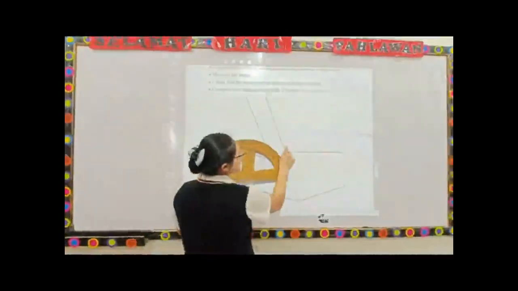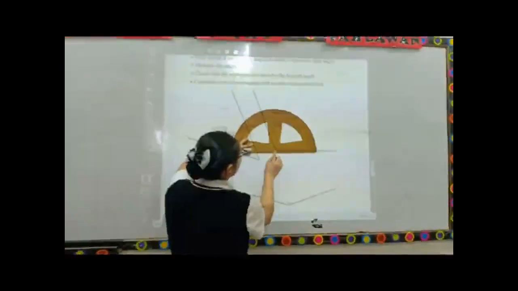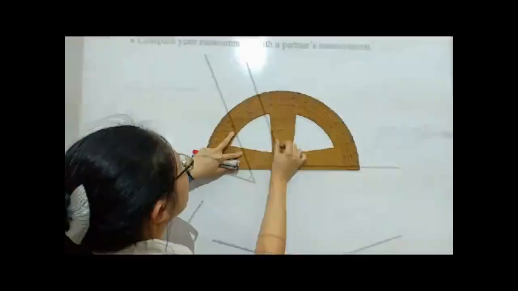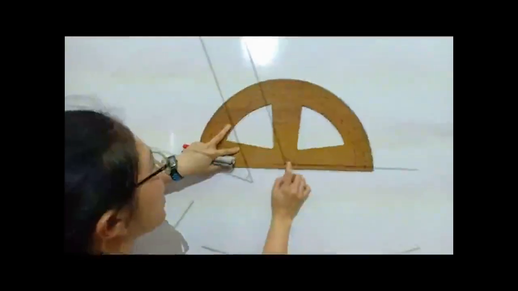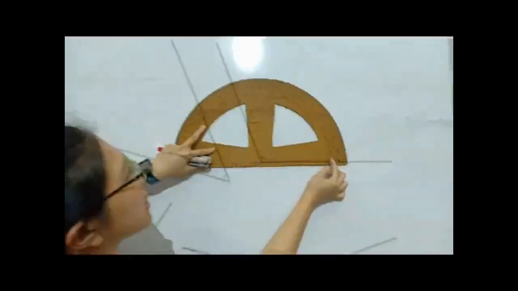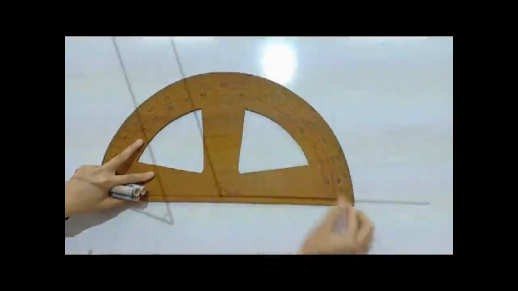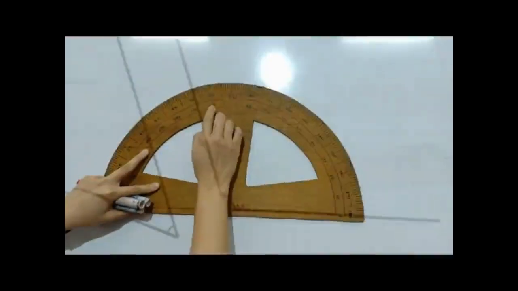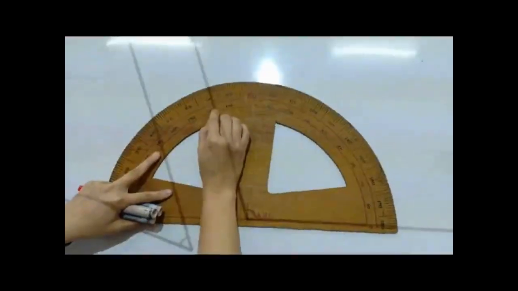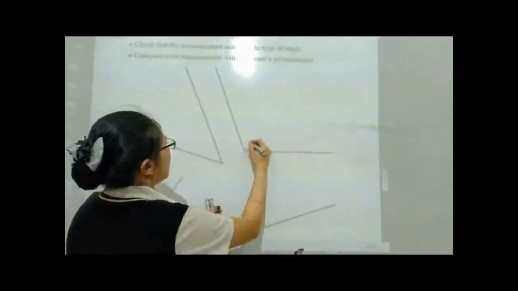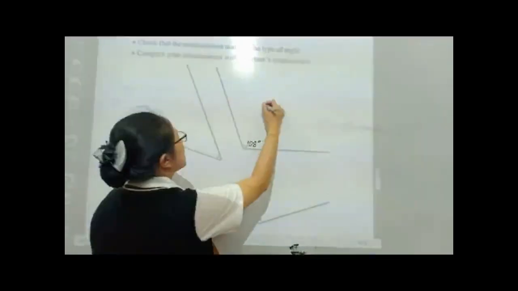So let's say I want to measure this angle. I place this point here in the middle, and then this is the line we can see over here. Because the zero degree starts from here, you're going to read the inner scale, not the outer scale. Make sure you read the inner scale. Over here, this is 100, this is 110, not 110, it's 109, 108. So the angle is 108 degrees, which is an obtuse angle.